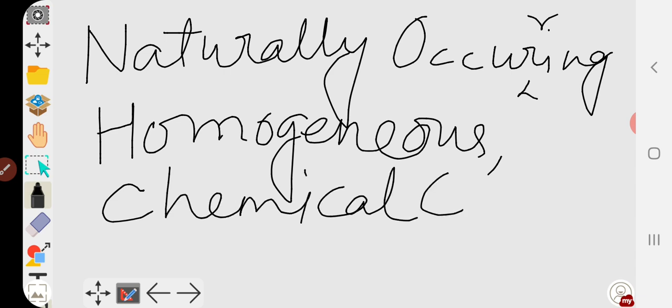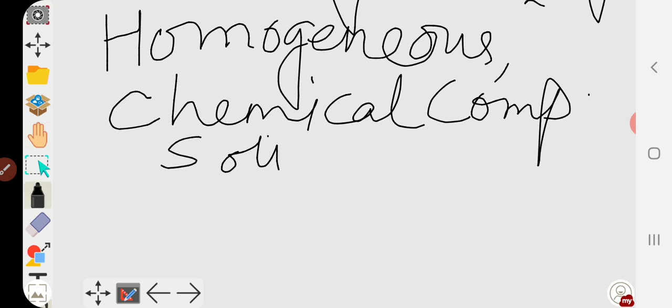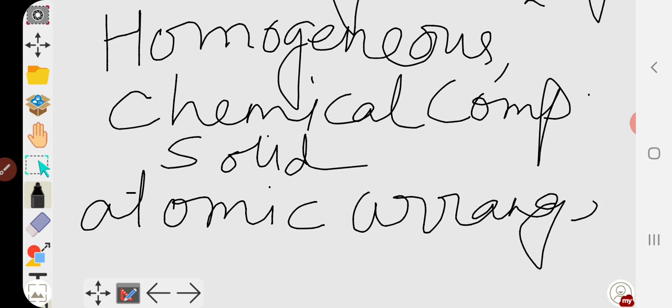It is solid, with a definite chemical composition, and having a proper arrangement of atoms in a proper order. So altogether, how can we define a mineral? A mineral is a naturally occurring homogeneous solid with a definite but generally not fixed chemical composition, and an ordered atomic arrangement. It is usually formed by inorganic processes.